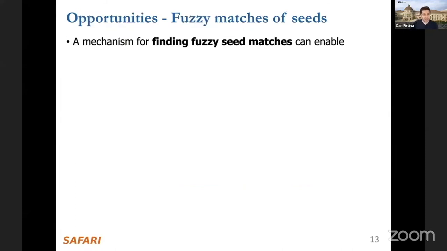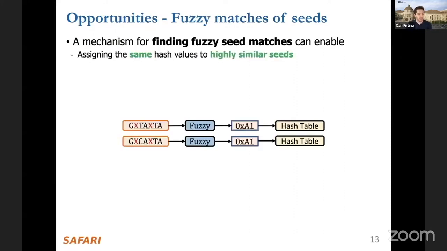And now I'll try to convince you about the potential opportunities of using fuzzy seed matches. Fuzzy seed matching, to reiterate, is to match highly similar seeds to each other, not necessarily only exactly matching ones. Such a mechanism for finding seed matches can enable assigning the same hash value to highly similar seeds.